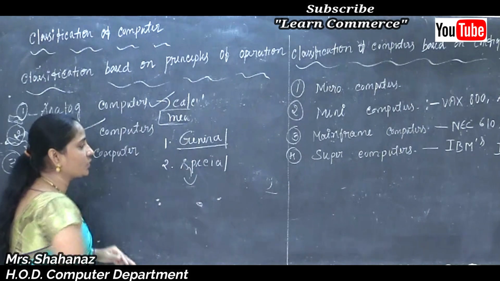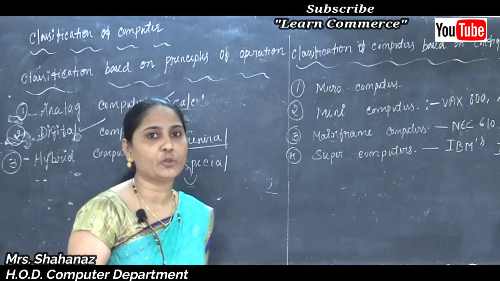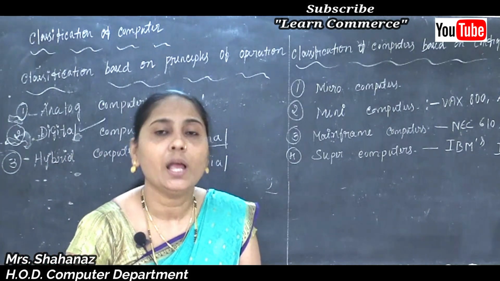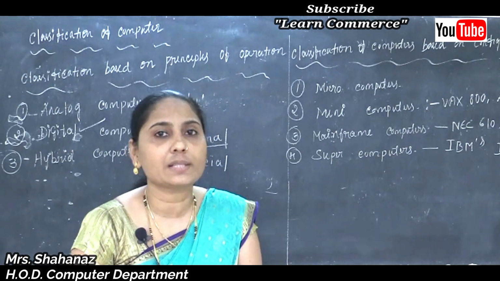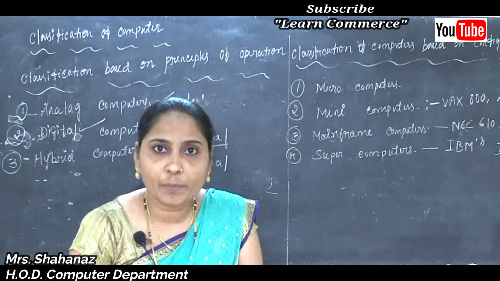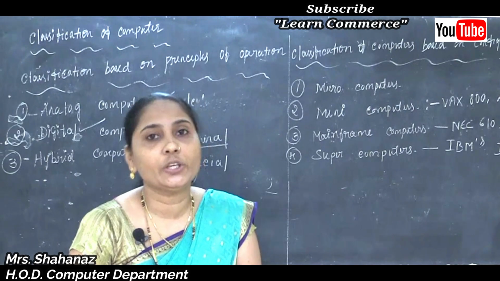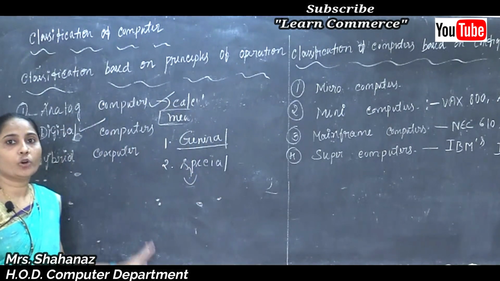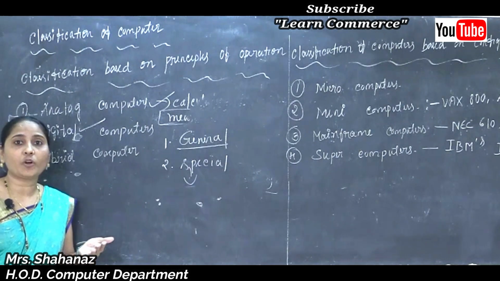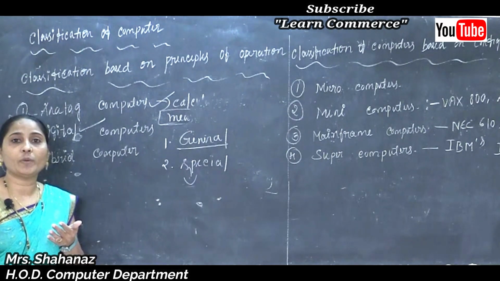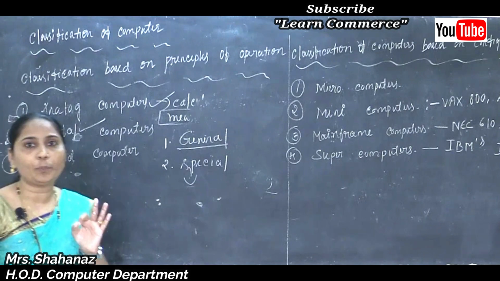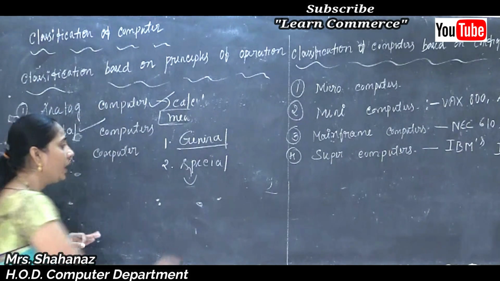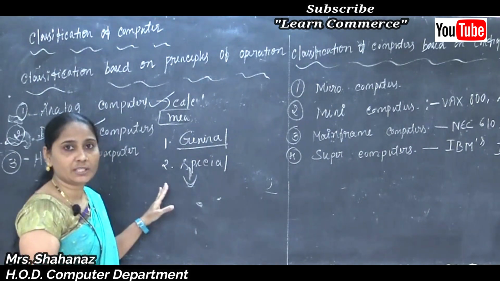And later, the next one is the special purpose computer. Understood the general purpose computer? Now this special purpose computer. So this special purpose computer is specially used to perform specialized tasks here. Maybe for research purposes or any kind of special purposes, such a special computer is going to be used here. So clear this point here.